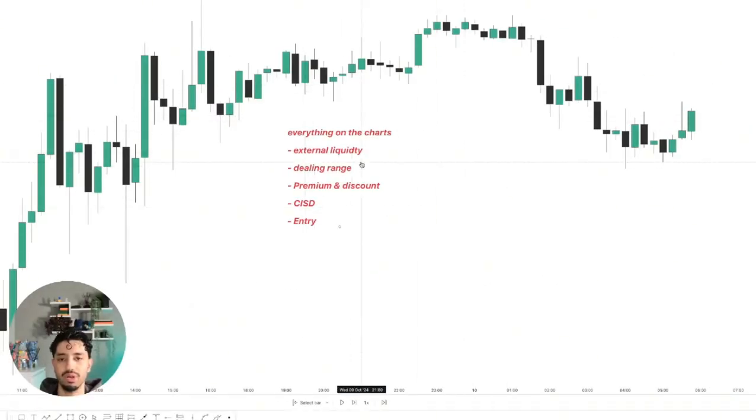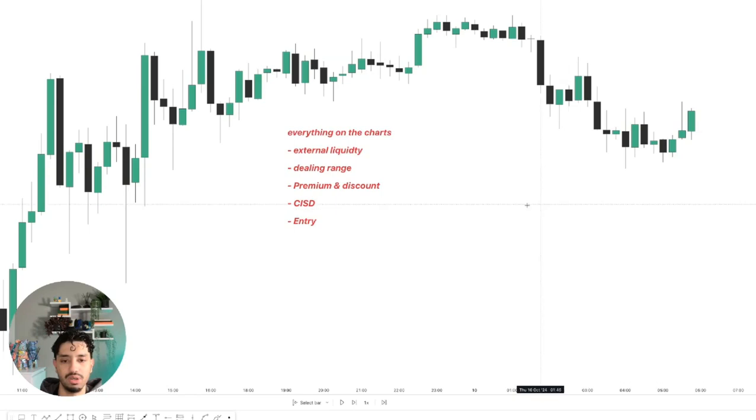Okay, so now we're going to go over some chart examples, and this is basically everything you need to know about the markets and everything I utilize. So everything we went over in the slides regarding external liquidity, dealing ranges, premium and discount, and then changing the state of delivery, then entry. This is all going to come together when we go over the examples right now. So it doesn't matter what kind of trader you are, this logic applies to every single time frame or however you like to trade.